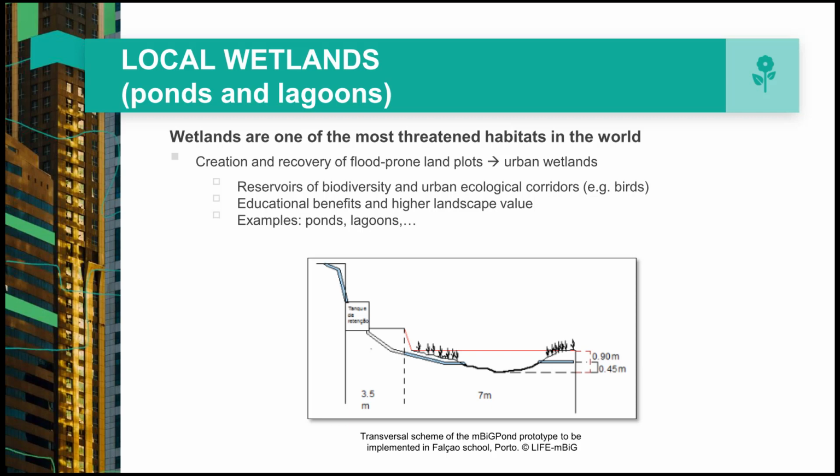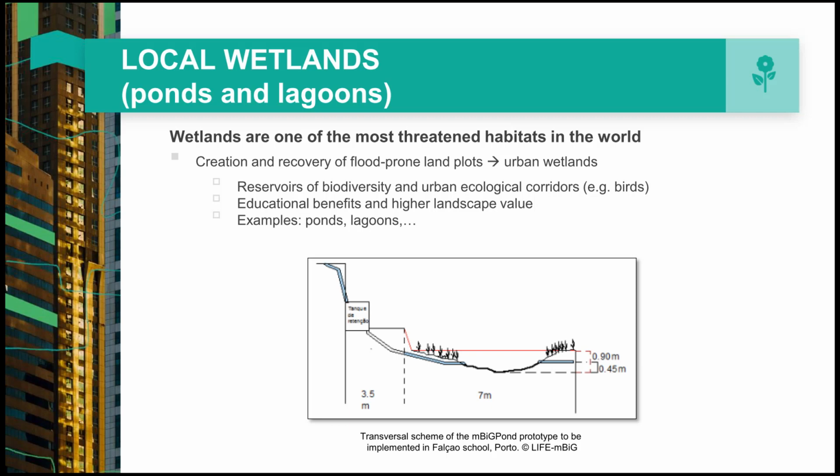To address this threat locally, the creation or recovery of flood-prone land plots is proposed to get urban wetlands that integrate ecosystems with high biodiversity specific for this type of habitats. In addition to acting as reservoirs of biodiversity, these urban wetlands can be part of a number of urban ecological corridors, for example for bird species, and have wide educational and landscape benefits.